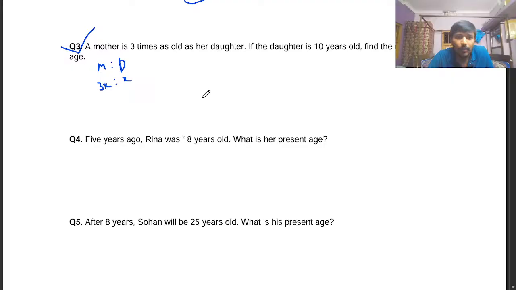If the daughter is 10 years old, daughter's age is X, equivalent to 10 years. Find the mother's age. Then what will be the 3X? X equals 10 years. Then 3X equals X into 3, that is 10 years into 3.